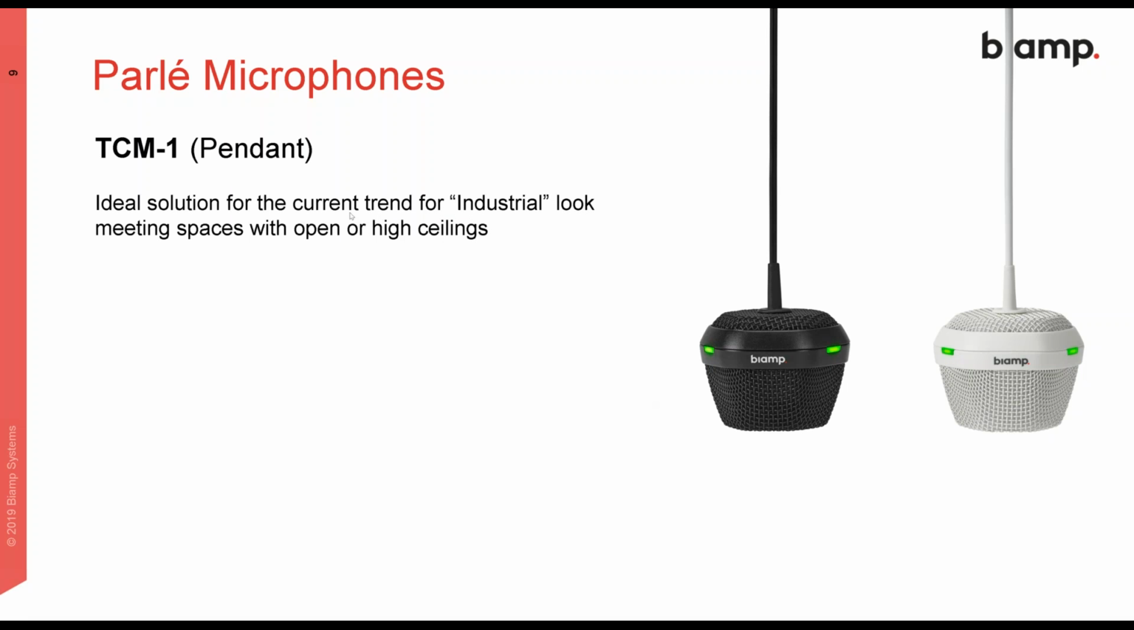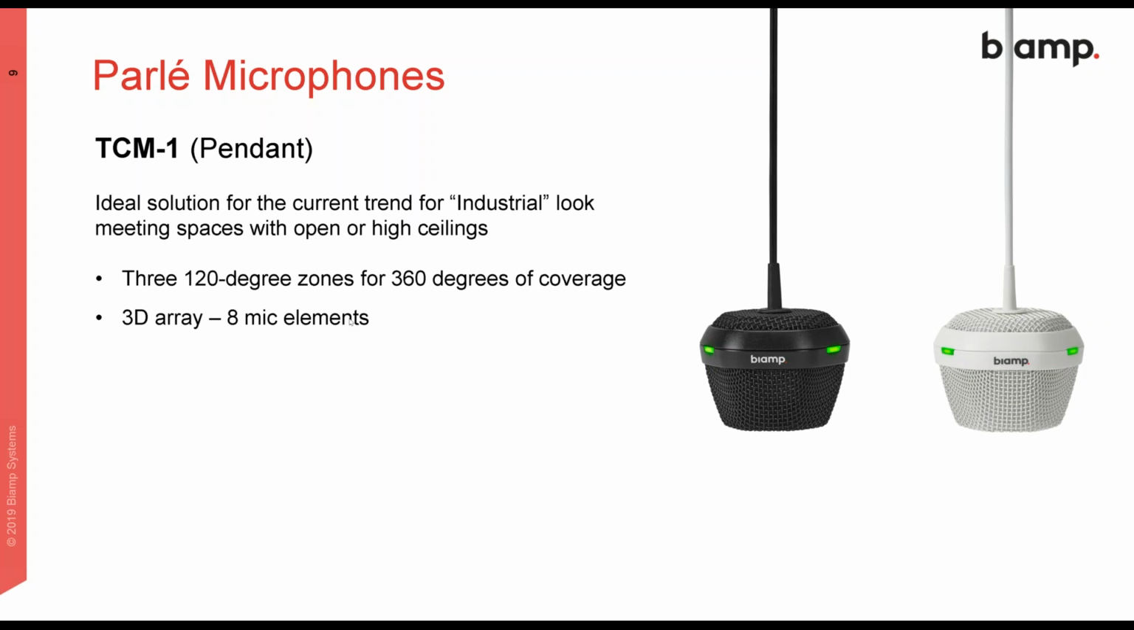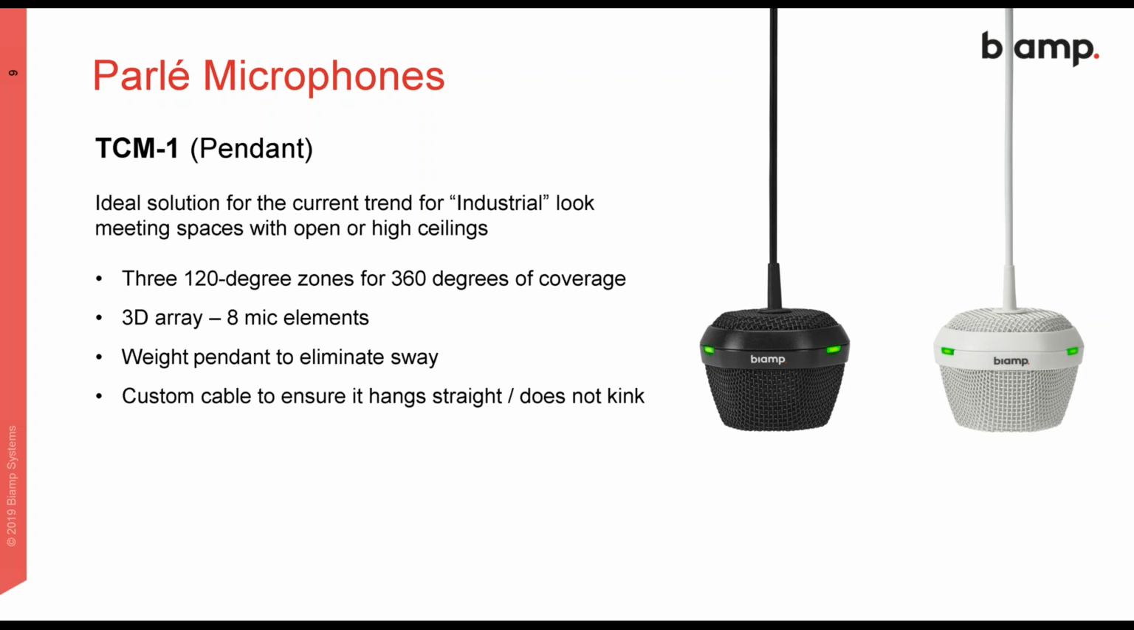So let's have a quick look at the pendant microphone first. Like I said, it's ideal for industrial meeting spaces or auditoriums whenever the ceiling is really high. It's divided in 3 zones of 120 degrees each. It's got 8 microphone elements inside in a 3D pattern. Each zone will be weighted independently to avoid phase problems. And there is a custom cable to ensure that it doesn't rotate.